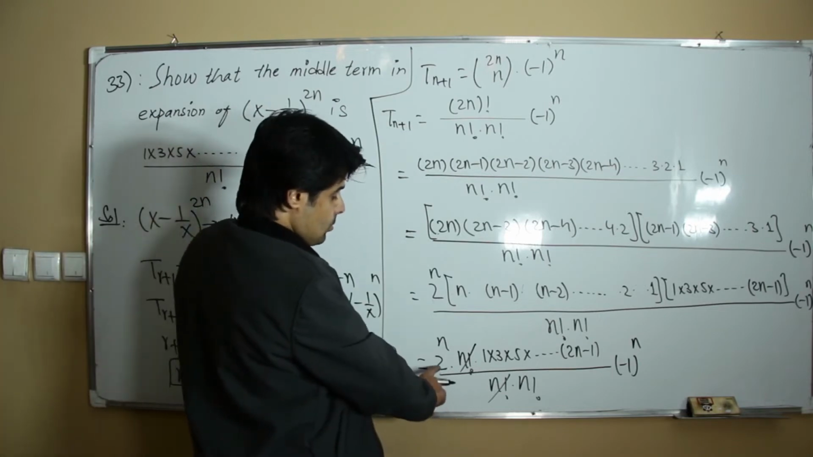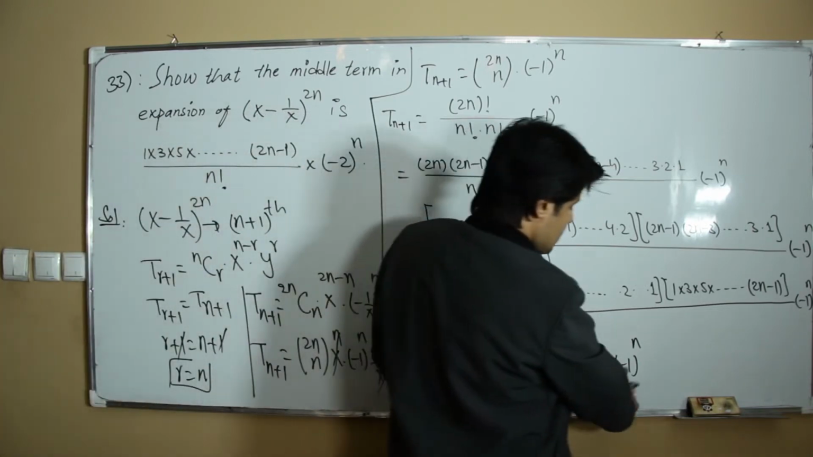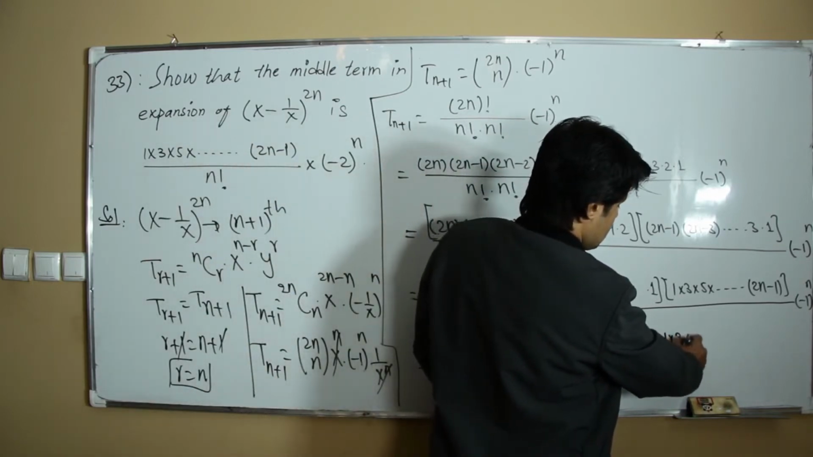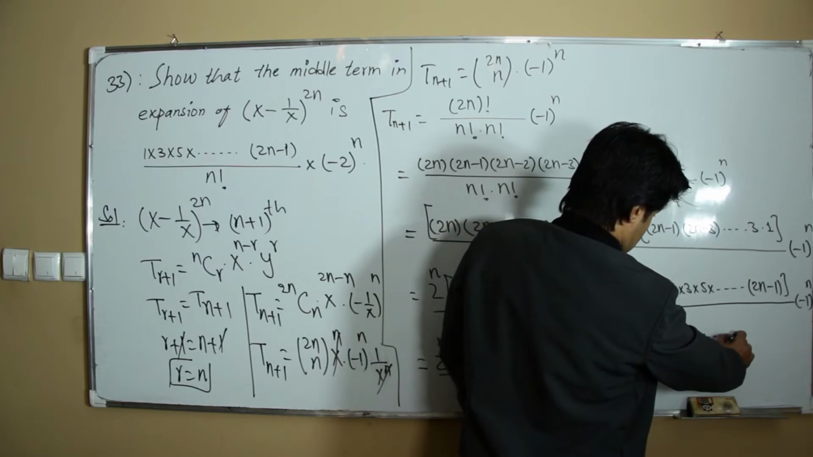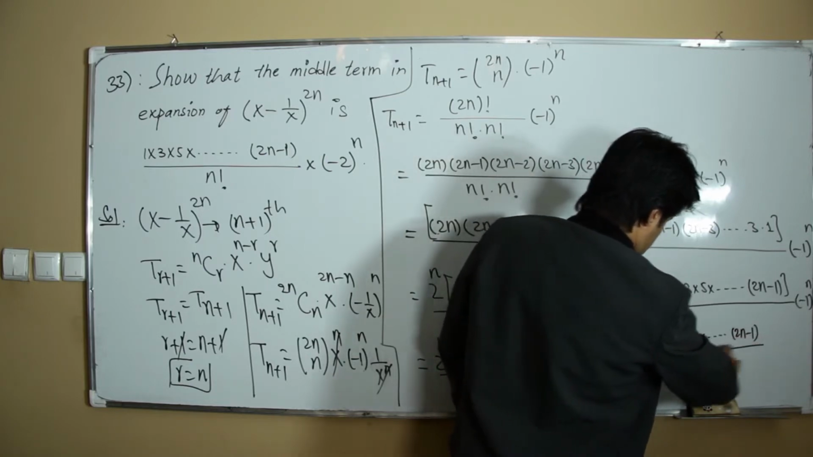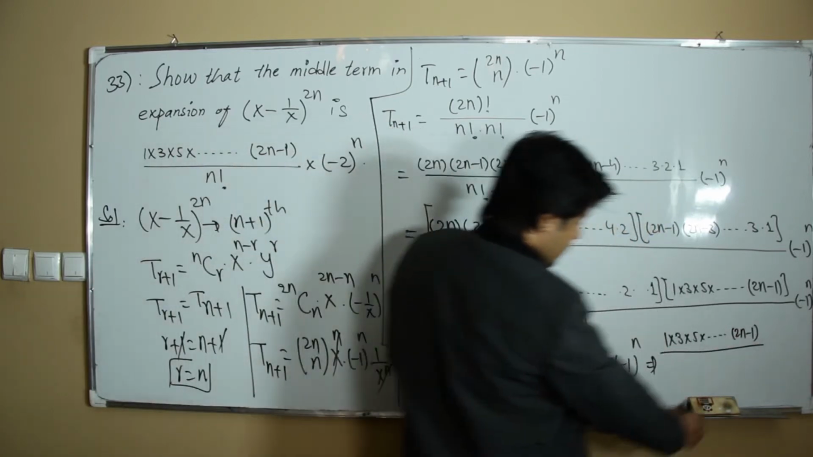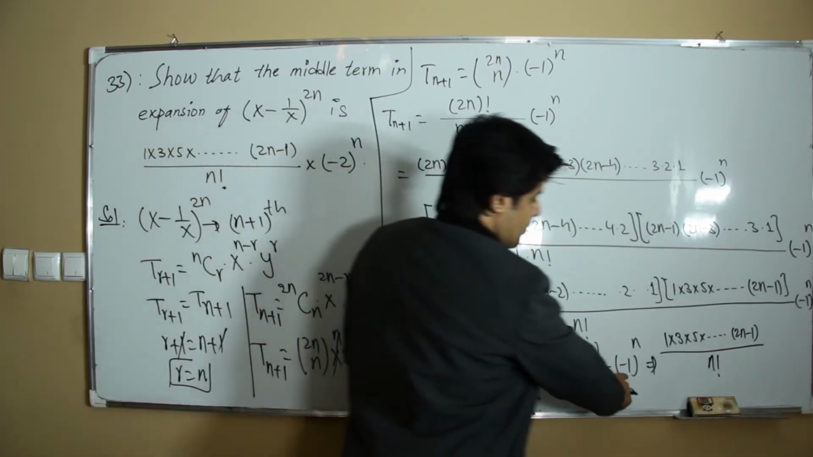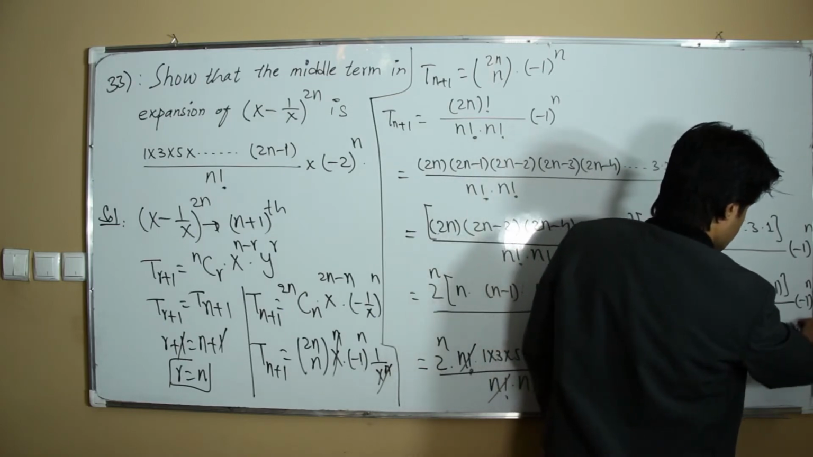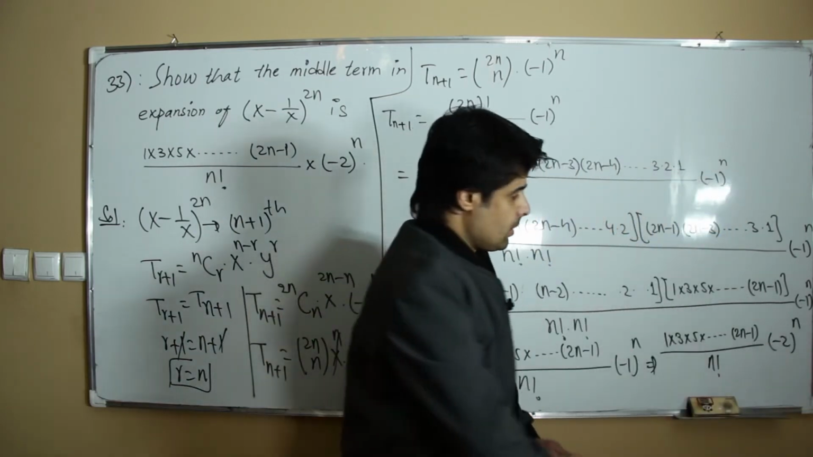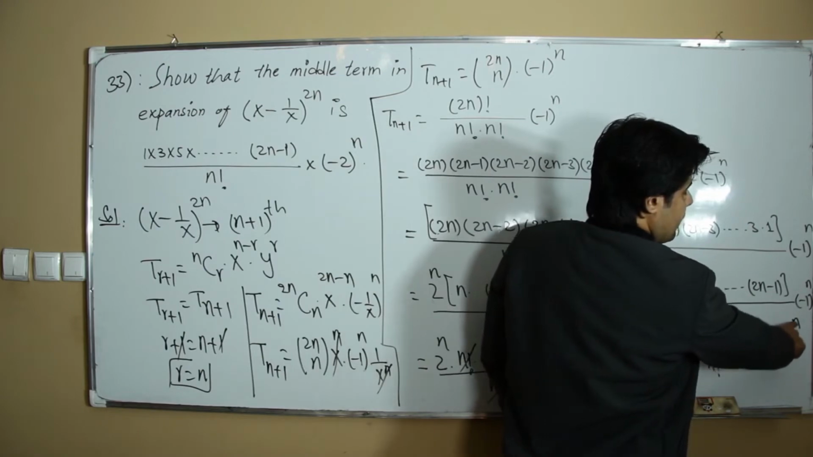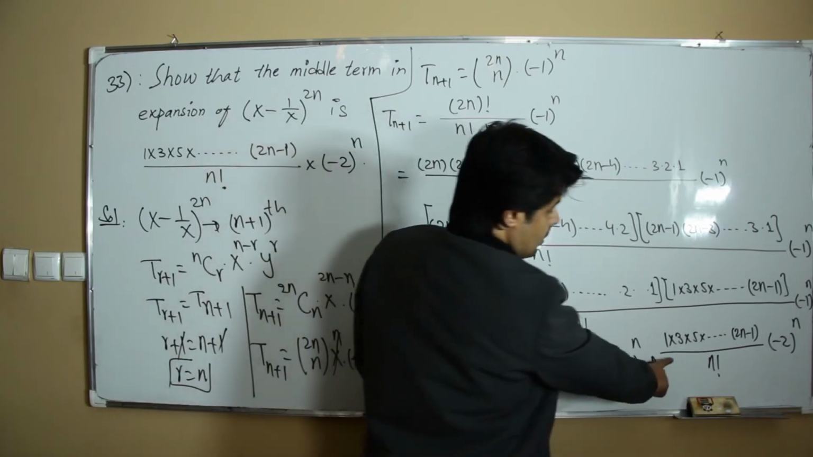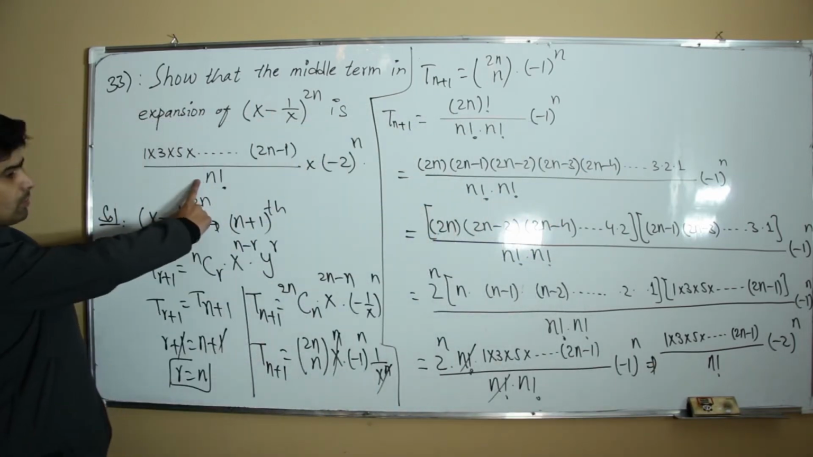And this 2 to the power n, we can write also in this bracket. So, the remaining is 1 times 3 times 5 times dot dot dot up to 2n minus 1 divided by n factorial. And we put 2 to the power n in this bracket. So, minus 2 raised to the power n. Why? This one means 2 to the power n and minus 1 raised to the power n. Now, look, this one is this one.